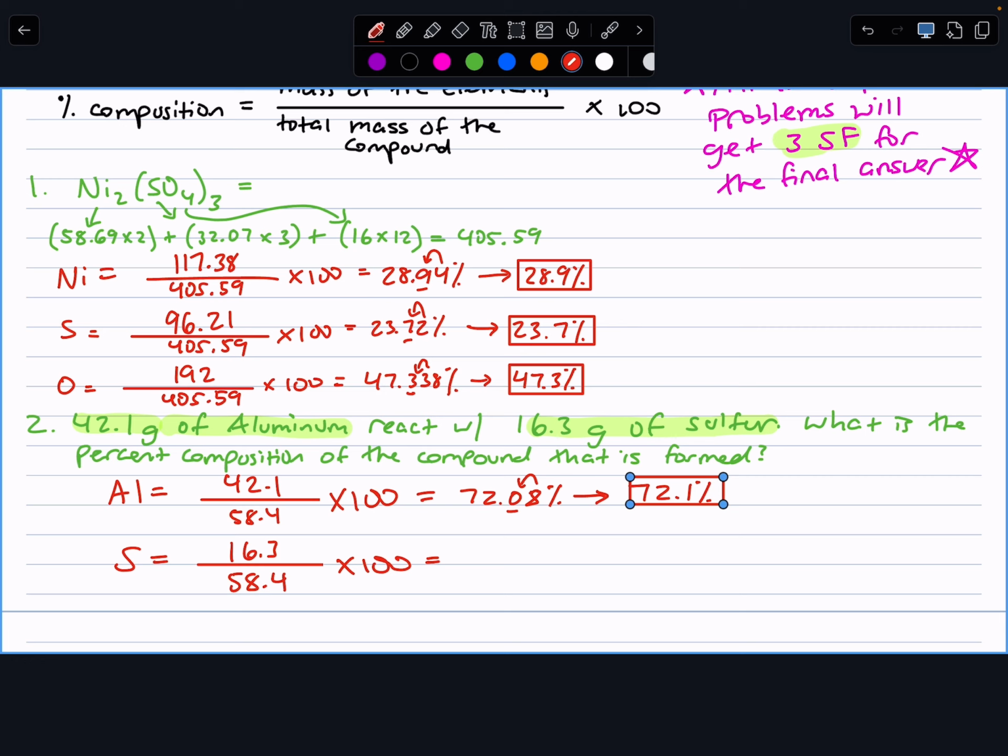Next, 16.3 divided by 58.4 times 100. 27.910. Perfect. How many sig figs again? Where's the third? Can 1 round 9? 27.9%.